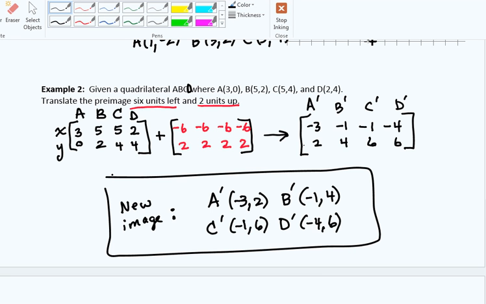So a translation is really just adding. And again, I don't even need a graph to do this. I don't need a coordinate plane. I can just use the matrix itself and use the idea of matrix addition that we did on the very first day of class.